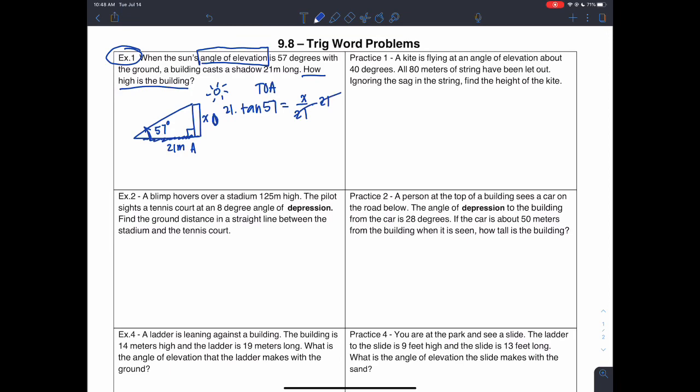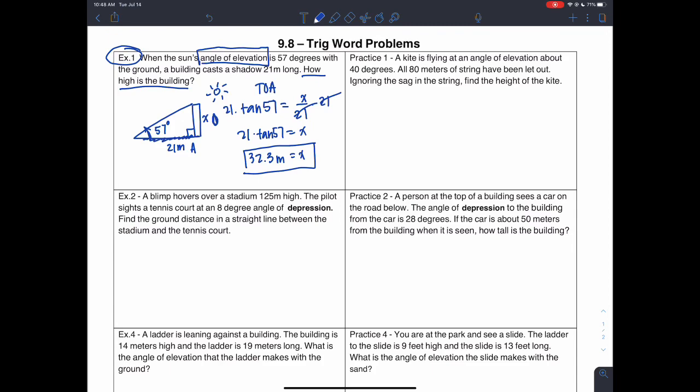To solve for x, x equals 21 times tan of 57. And if we put that into our calculator, we would have x is equal to 32.3 meters. Now remember, because we're working with word problems, we have to include our units.